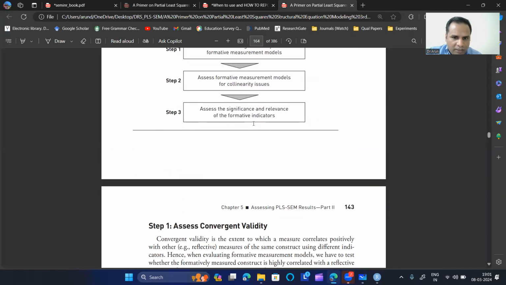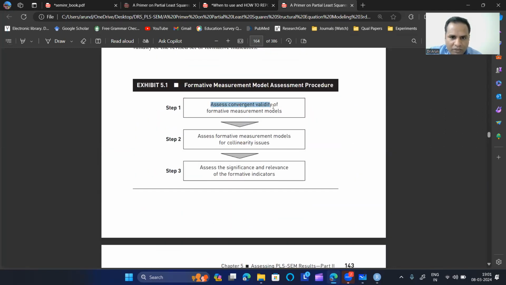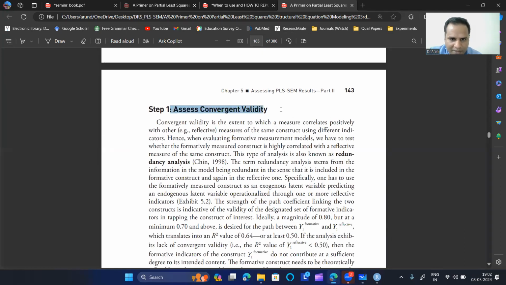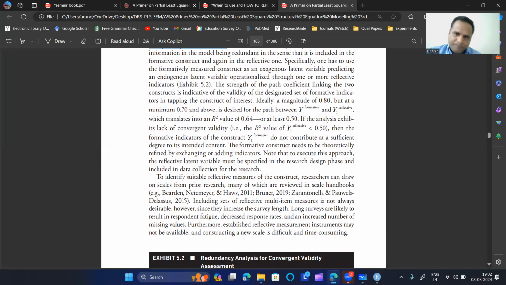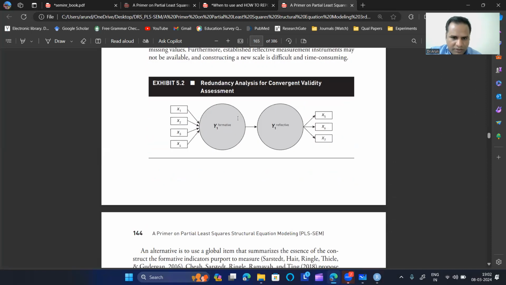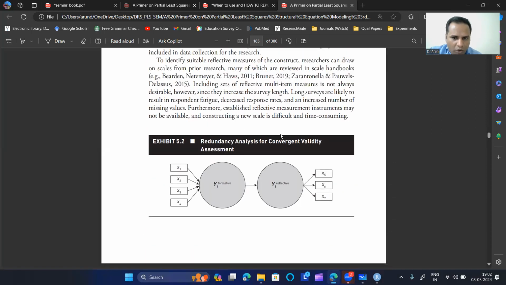So here, they are talking about assessing convergent validity of formative measurement models. First step, see the collinearity. Second step, relevance and significance of formative indicators. And then assess convergent validity, which is known as redundancy analysis in formatively measured constructs. So Chin has given us this solution on how to establish convergent validity of formatively measured constructs.